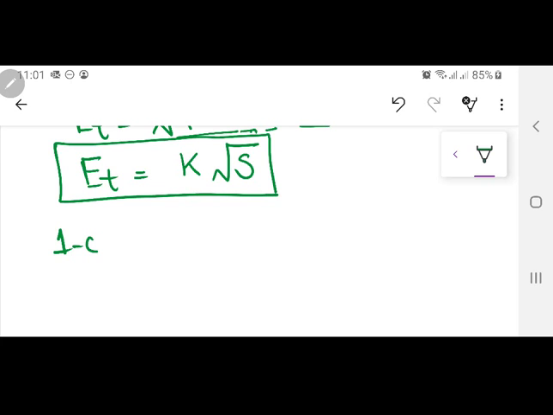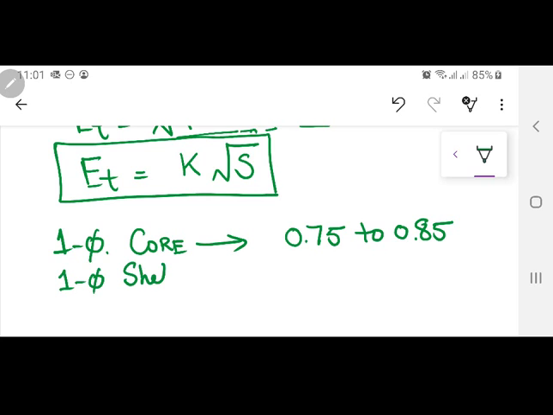Supposing you have a single phase core type transformer. Then this value of K is from 0.75 to 0.85. And if you have a single phase shell type transformer, this value of K is from 1 to 1.2. Can someone tell me why there is a difference between these two? Both are single phase, but why is the K range different for core and shell?